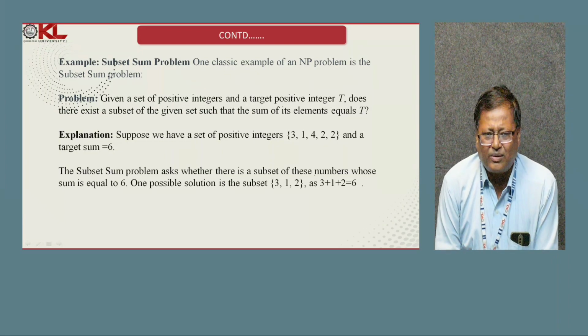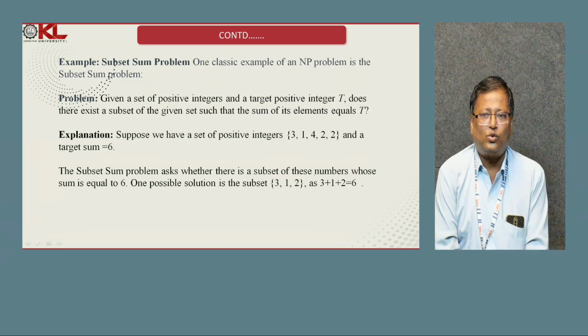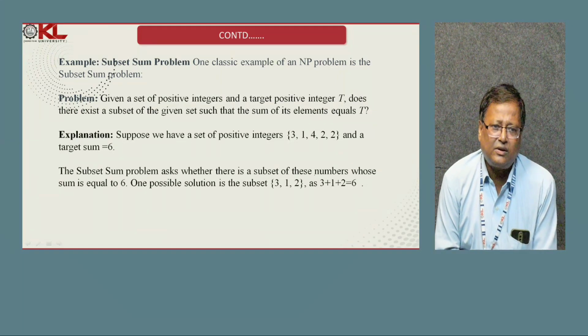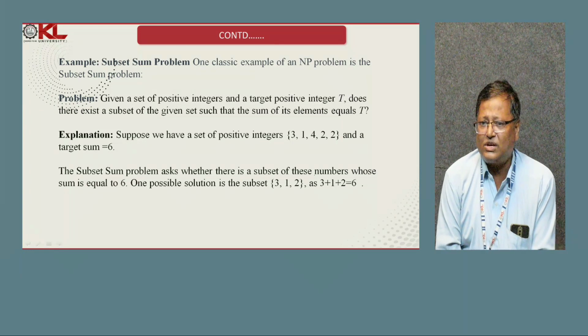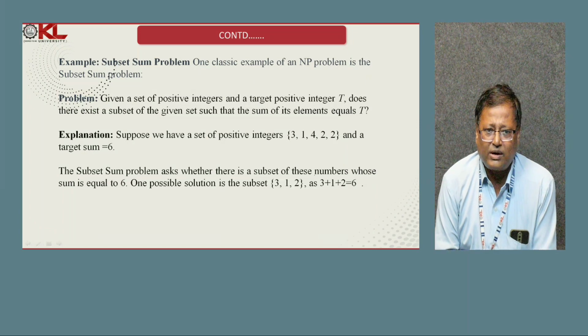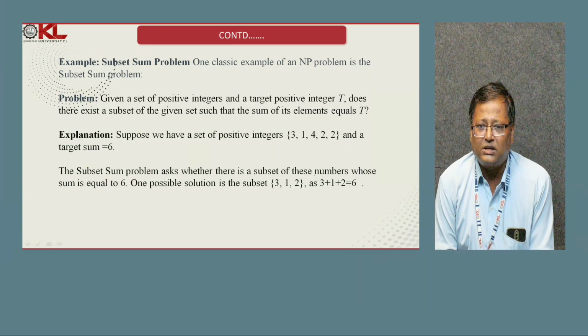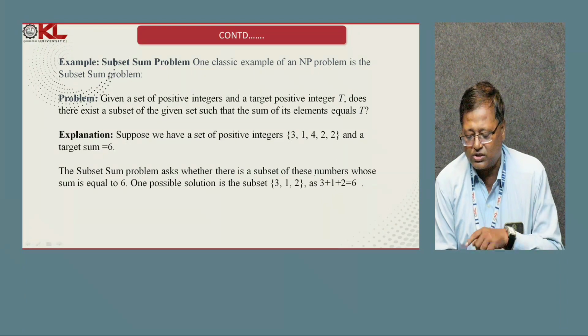Here an example is given. Suppose we have a set of positive integers 3, 1, 4, 2, 2, and a target of 6. The subset sum problem asks whether there is a subset of these numbers whose sum is equal to 6. One possible solution is the subset 3, 1, 2. We can verify easily that 3 plus 1 plus 2 is 6.